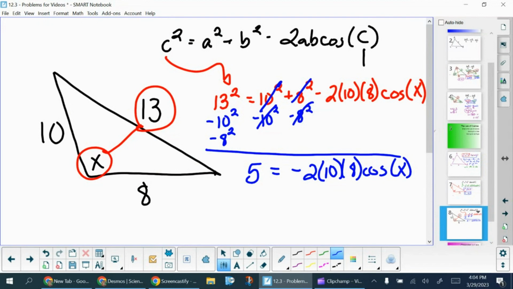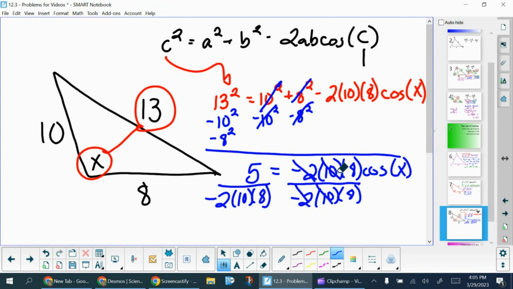So we've got 5 equals negative 2 times 10 times 8 times the cosine of x. Again, in the past, we'd have had to multiply these three numbers together before we divide them. But now I'm just going to go ahead and divide by everything that you see here because the calculator can handle that. So 5 divided by negative 2 times 10 times 8. And each of those is just going to cancel out.